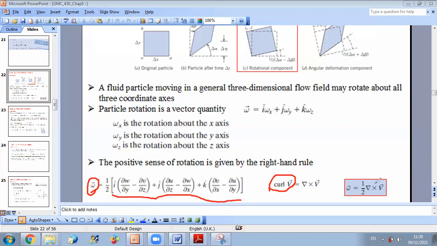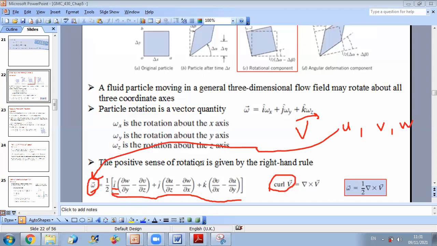which is grad vectorial V, and it's defined as del w by del y minus del v by del z along i, plus del u by del z minus del w by del x along j, plus del v by del x minus del u by del y along k. So if I give you a velocity field V, and you know u, v, and w as functions, you can deduce if you have flow rotation or not by just doing this calculation.